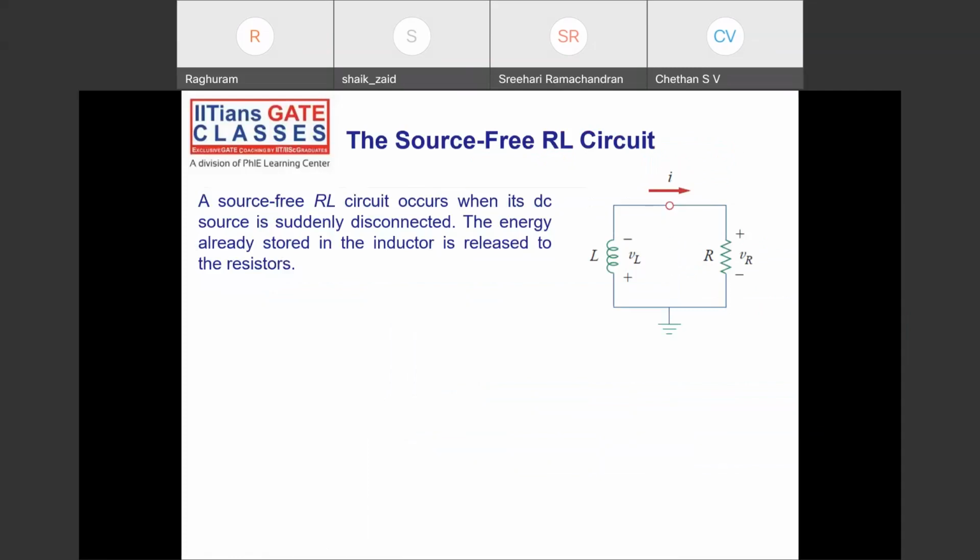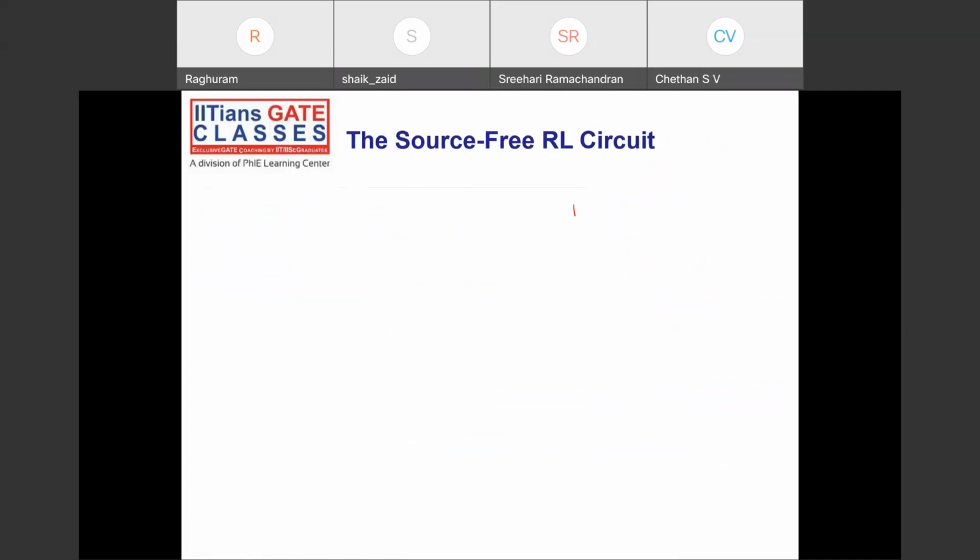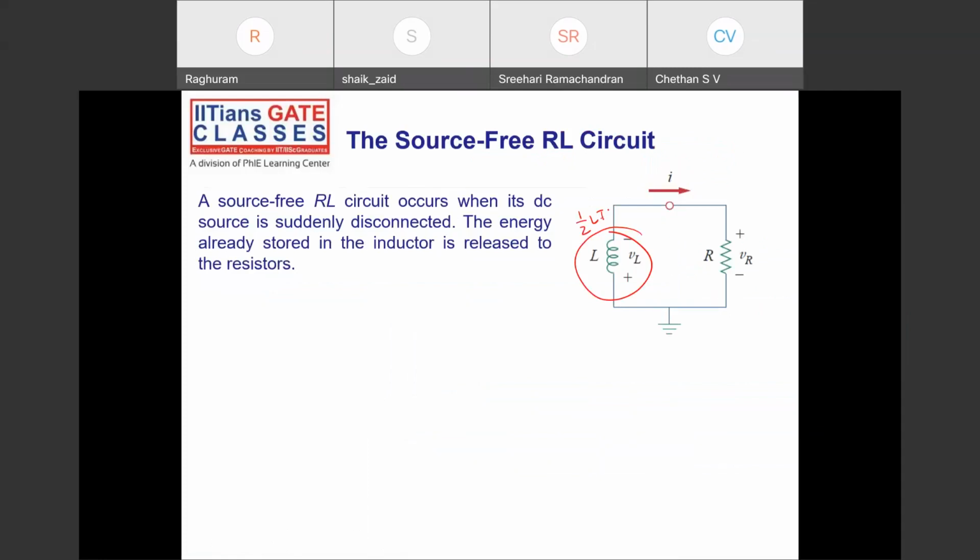Next, the source-free RL circuit. A source-free RL circuit occurs when its DC source is suddenly disconnected. The energy already stored in the inductor is released to the resistor. So this is my inductor. It was charged to half L i squared. Suddenly the energy source was removed or disconnected, and whatever energy was stored will be dissipated in this resistor.